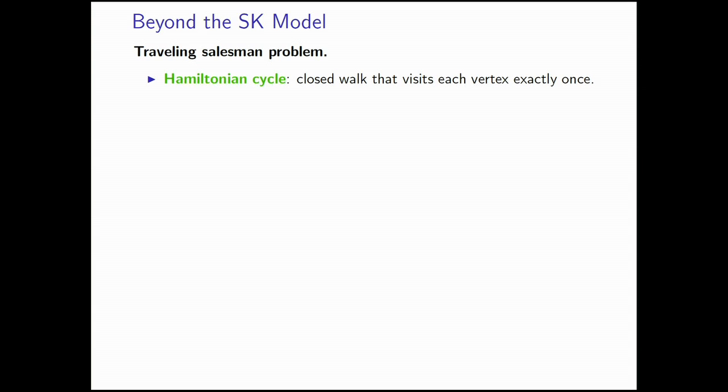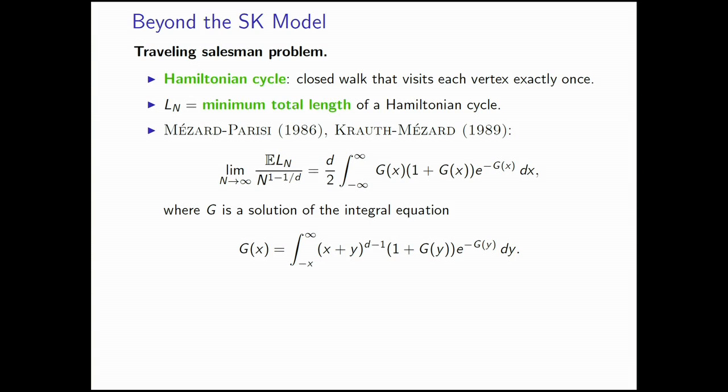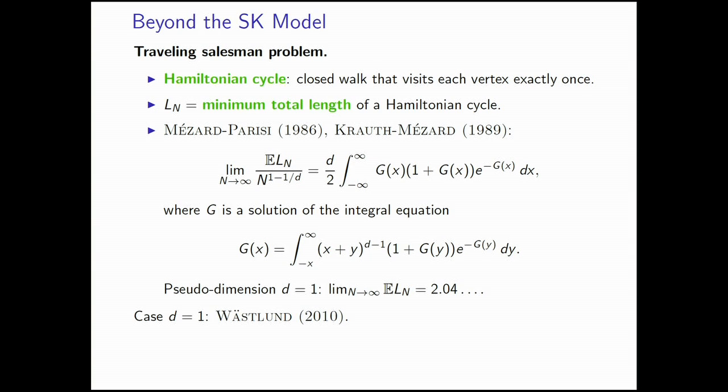Now, traveling salesman, in the same setting, you look for Hamiltonian cycles, which is just a closed walk that visits every vertex once and comes back to where it started. And again, you look for the shortest closed walk like that. And you get something very similar. You have the same scaling for this length, and you get some explicit formula in terms of some solution of some integral equation. And here, even in d equals 1, you have to solve this numerically, but you get something like 2.04. And this case was also solved by Wästlund in 2010.